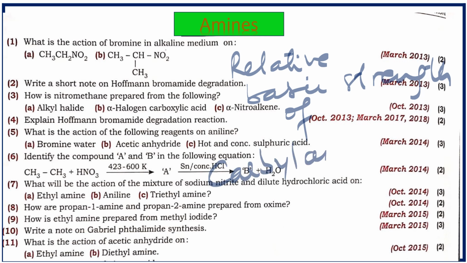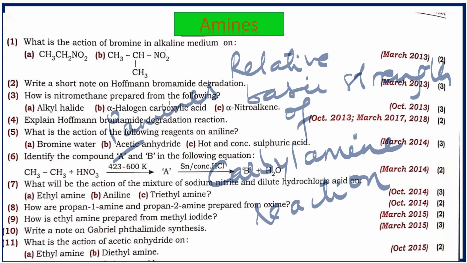Carbylamine reaction. This is a special test for primary amines. This test is not shown by secondary and tertiary amines. Only primary amines will exhibit carbylamine reaction. So go through these reactions.